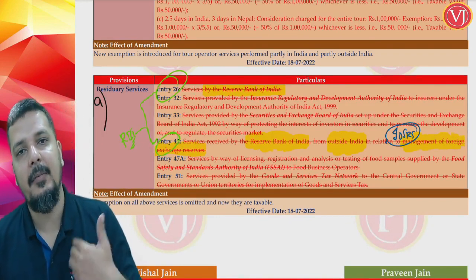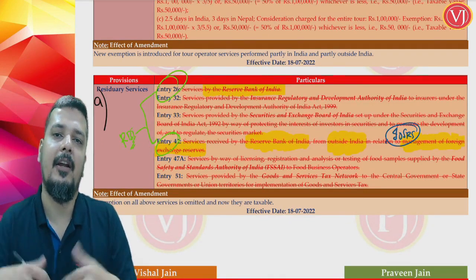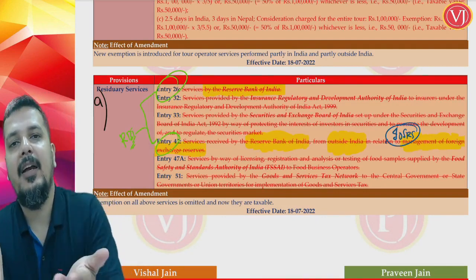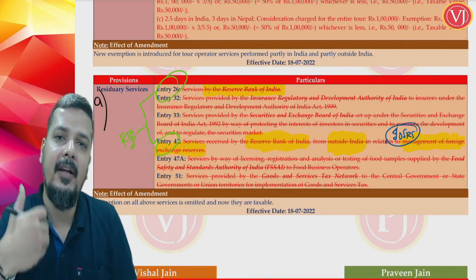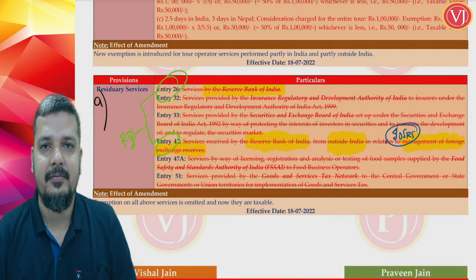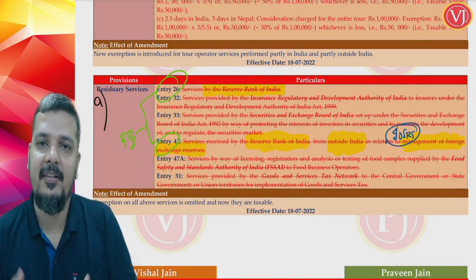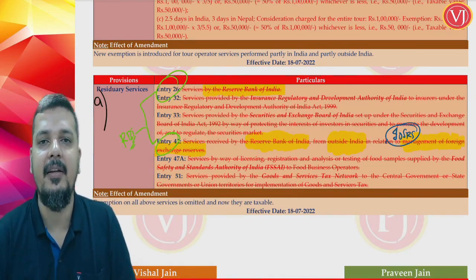So any service given by RBI is taxable, and any service received by RBI is taxable, whether from India or from outside India.